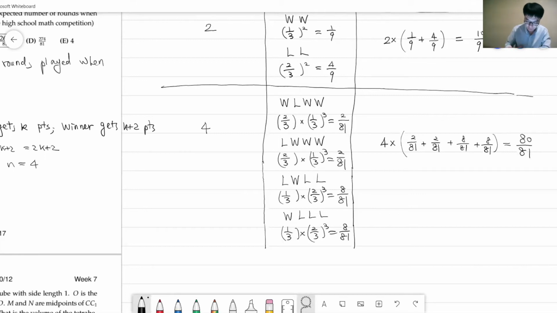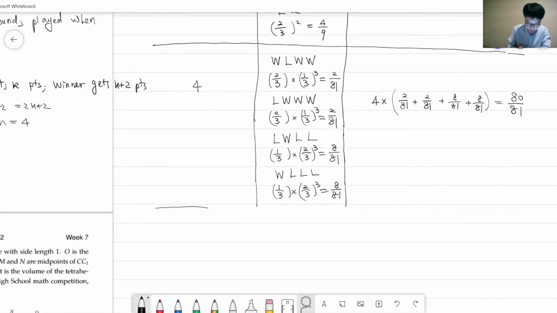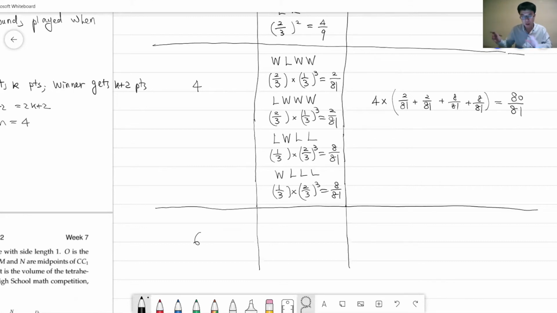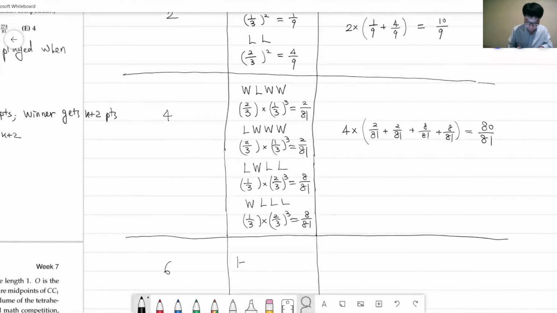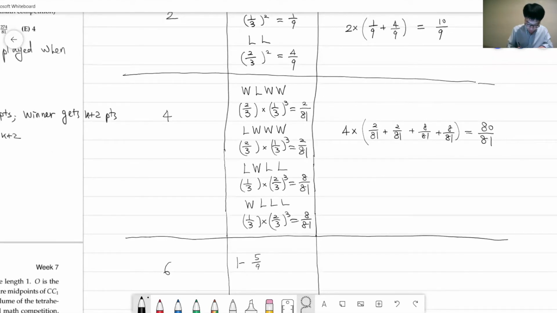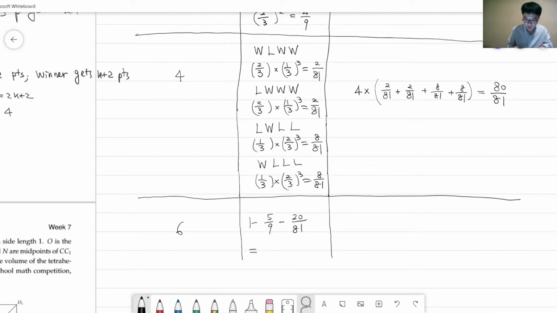Okay. And finally, we need to consider the case that the total number of rounds played is 6. Okay, 6 is a little bit complicated, but we don't need to worry about these detailed cases, because the total probability is 1. So this probability is 1 minus the previous probabilities. So the previous probabilities will be 5/9, and this is 20/81. So this probability is equal to 16/81. Okay.